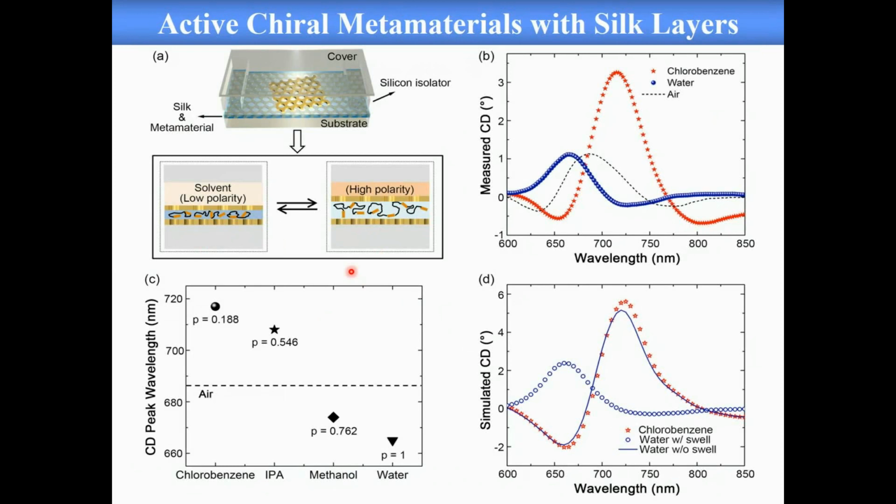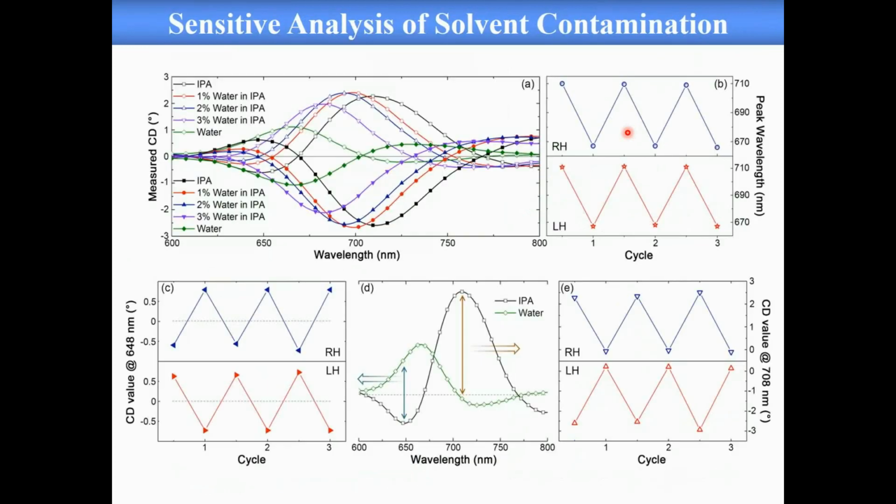So now you can introduce silk to control the distance between these two membranes, to control the coupling, so to control the Fano resonance and the CD signal. You can see that by simply changing to different solvents with different polarity, water, methanol, IPA, chlorobenzene, we see different signals. They change dramatically. This gives us an opportunity for sensing.